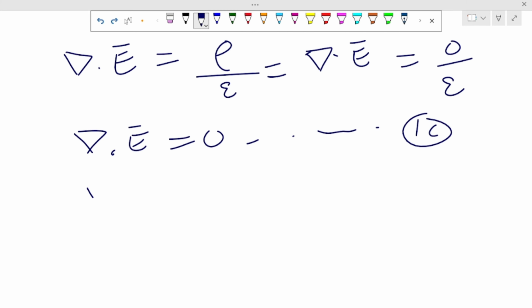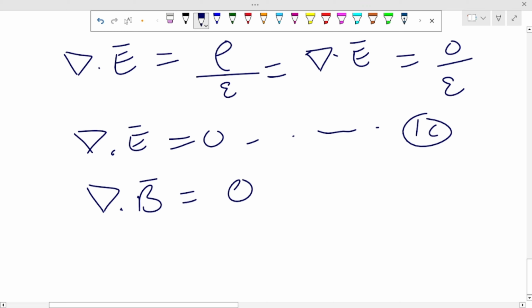Then the next one, magnetism. This equals 0 already. And of course, where you have that, you can put this.